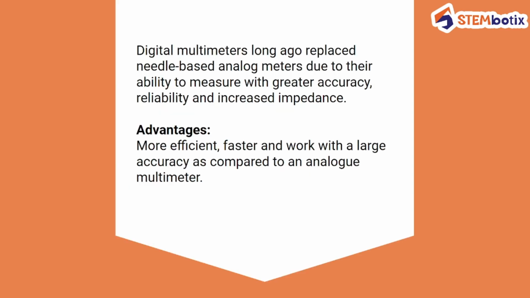So, digital multimeters long ago replaced needle based analog meters due to their ability to measure with great accuracy, reliability, and increased impedance. So, digital multimeters are very accurate and we can rely on them, and they have increased impedance. They have replaced analog meters due to these advantages. Talking about the advantages, they are more efficient, faster, and work with greater accuracy as compared to an analog multimeter.